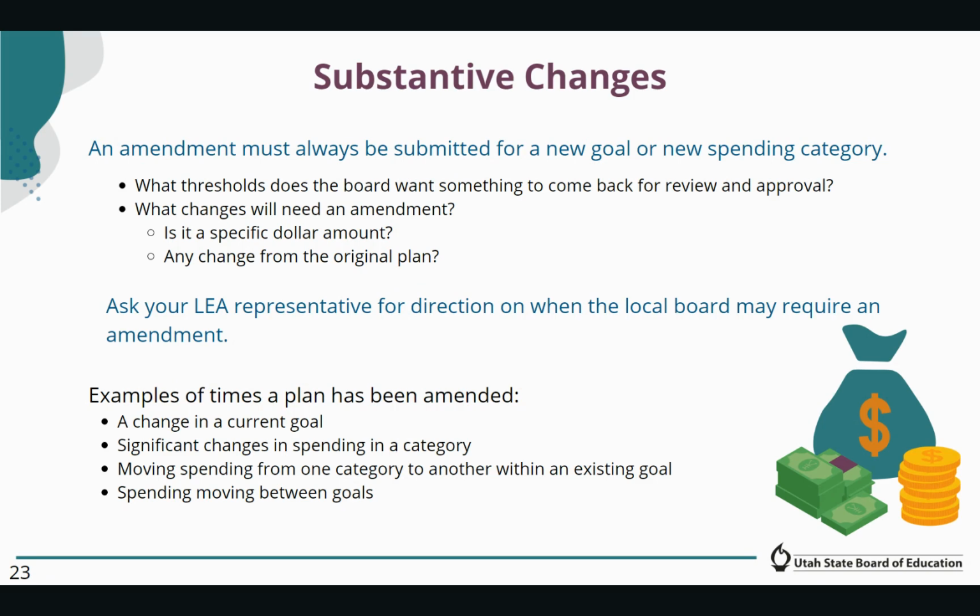They will provide information about the thresholds of changes they want something to come back for review and approval. It may be above a specific dollar amount, or it may be any change from the original plan. Examples of times when plans have been amended are a change in a current goal, significant changes in a spending category, moving spending between categories of a goal, and spending that is moved between goals. Ask your LEA representative for direction on when the local board may require an amendment.